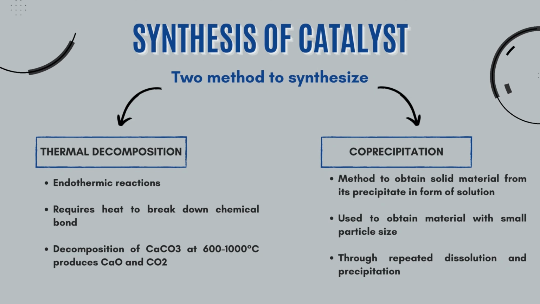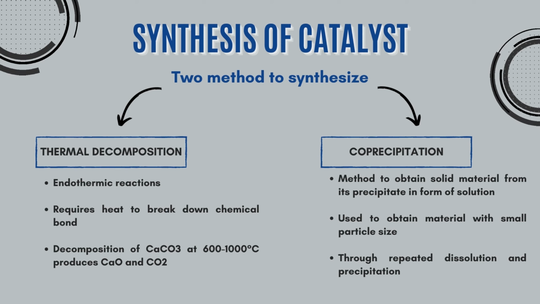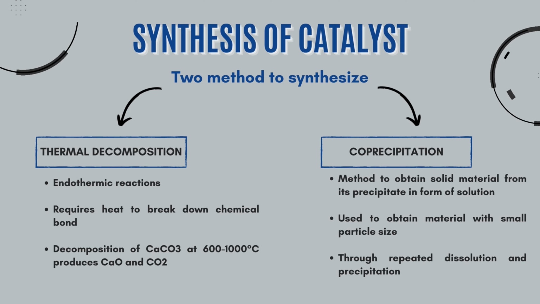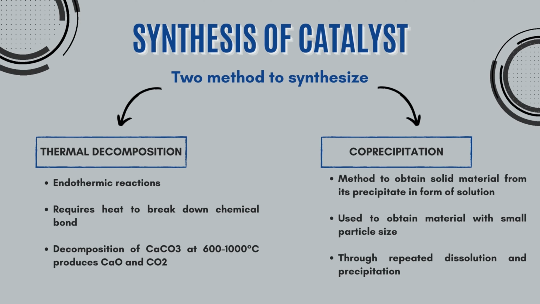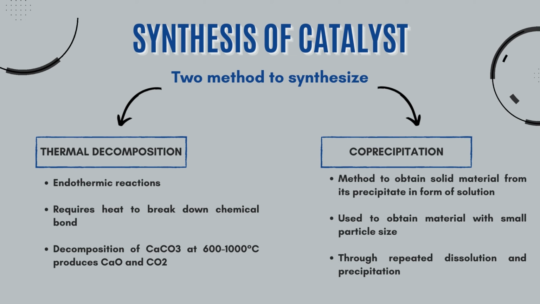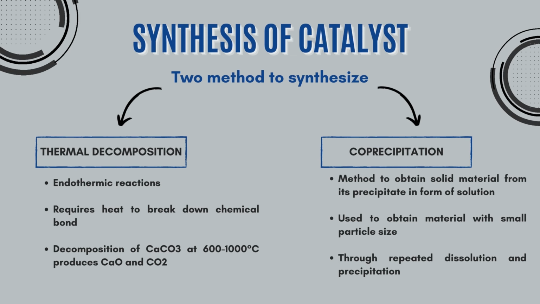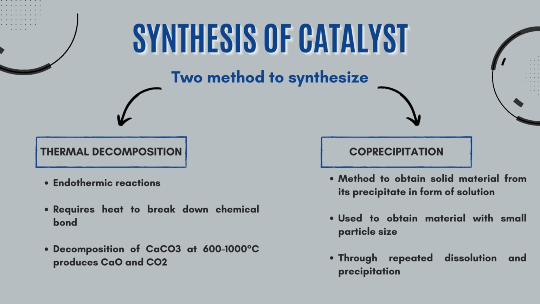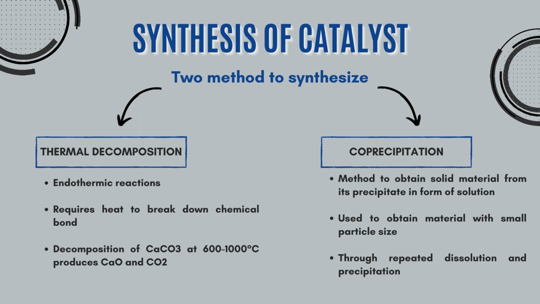There are two ways to synthesize calcium oxide. First method is thermal decomposition, which is an endothermic reaction because it requires heat to break down a chemical bond into a simpler compound. Decomposition of calcium carbonate will produce calcium oxide and carbon dioxide. However, different raw materials require different temperatures of calcination to obtain calcium oxide. Second method is co-precipitation. It is commonly used to obtain a material with small particle sizes such as nanometers. Calcium oxide is obtained through repeated dissolution and precipitation. The co-precipitation method is also used for synthesis of catalysts with higher basicity.